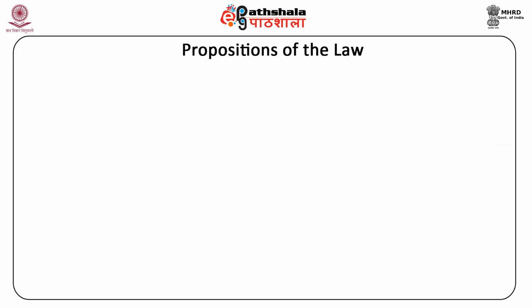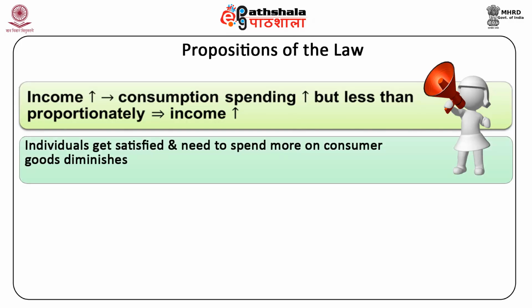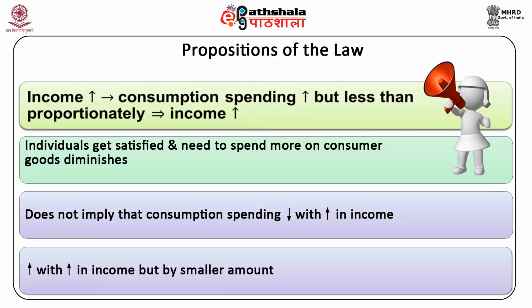The three propositions of the law: first, when income increases, consumption spending also increases, but less than proportionately, implying that as income increases, individuals' wants also get satisfied alongside, and as a result, the need to spend more on consumer goods diminishes. This does not imply that consumption spending falls with an increase in income. In fact, it increases with an increase in income but by a smaller amount.